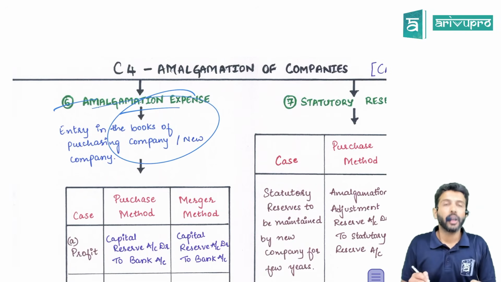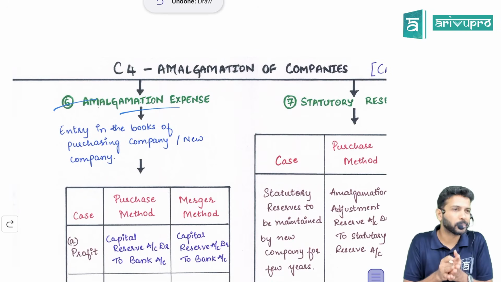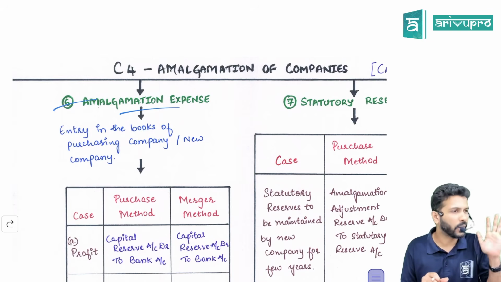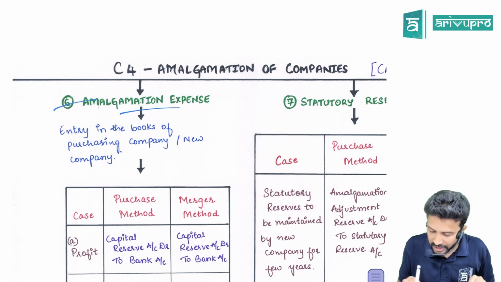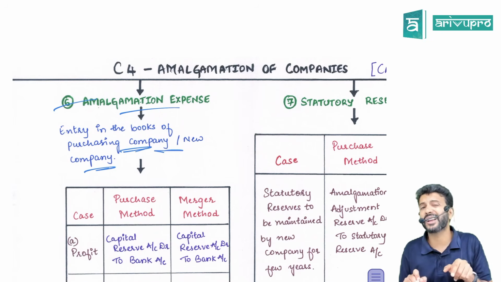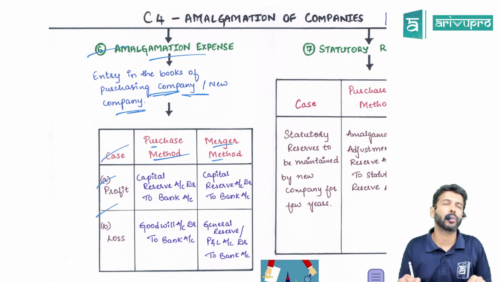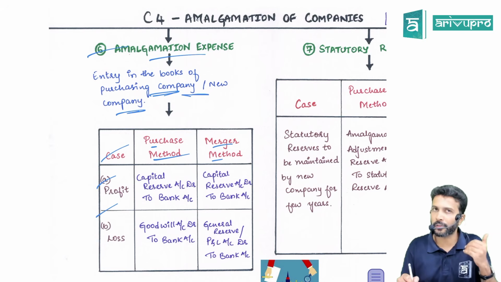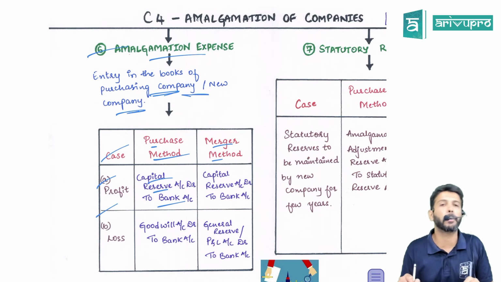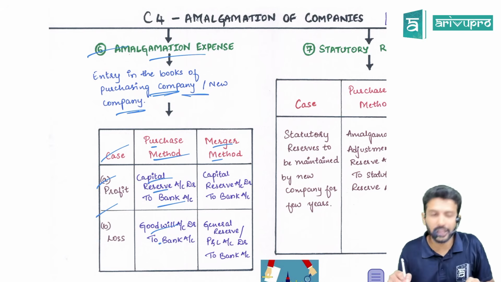Amalgamation expense. Amalgamation expense is your dissolution expenses, also known as realization expense, liquidation expense, whatever. So if this amalgamation expense is incurred by the purchasing company, then what will be the entry? Again, that depends on the method and the scenario. If it is the purchase method and a profit scenario, the entry will be capital reserve to bank. If it's a loss scenario, goodwill to bank.